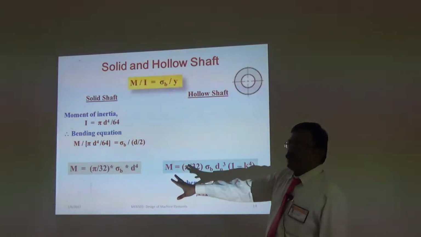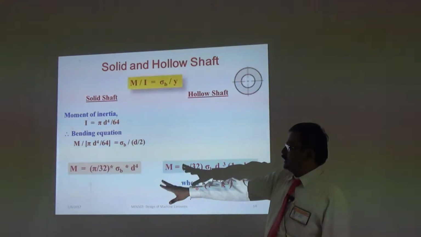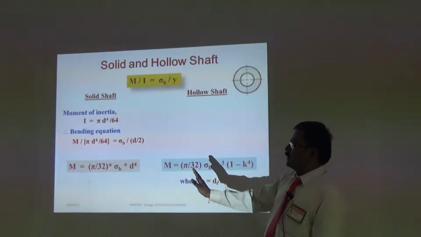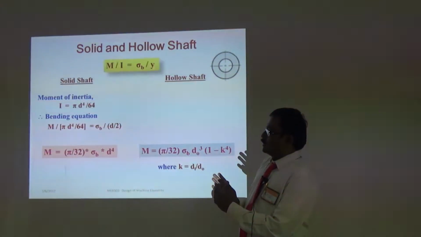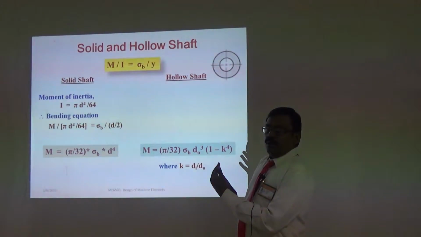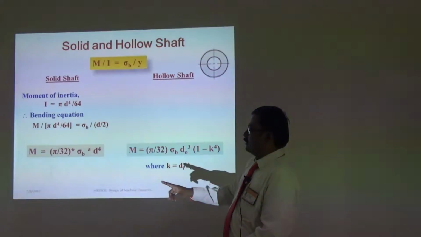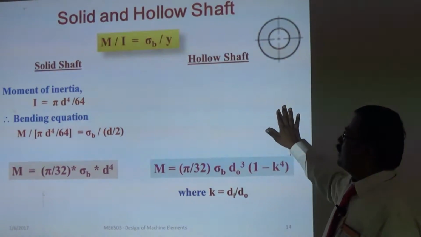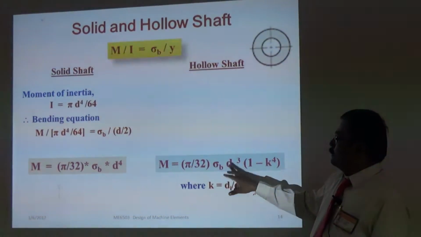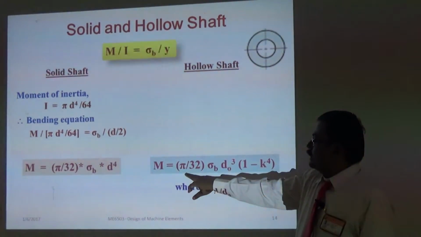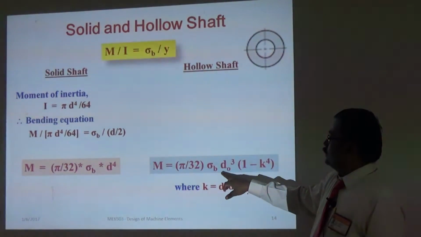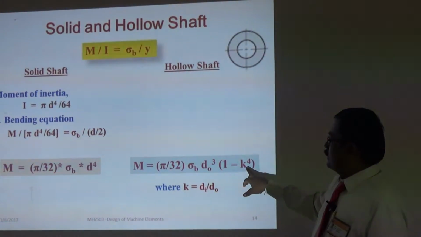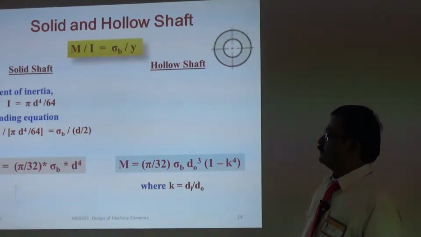Again, in this equation, on the left hand side we have the external load, that is the bending moment, and on the right hand side we have the strength of the material. So, by comparing the load with the strength of the material, we can get the required diameter of the shaft. In case of a hollow shaft, the final equation is pi by 32 sigma b d cube into 1 minus k power 4. Here k is the diameter ratio.